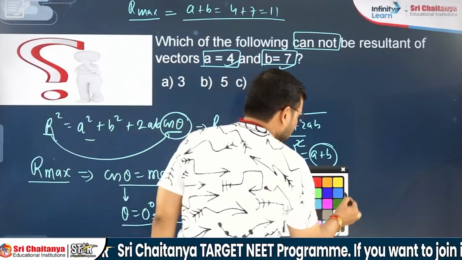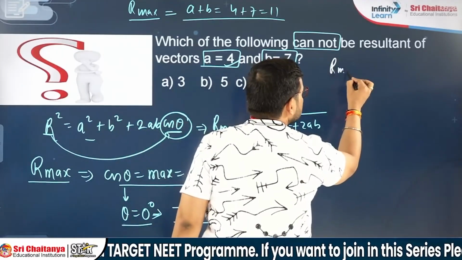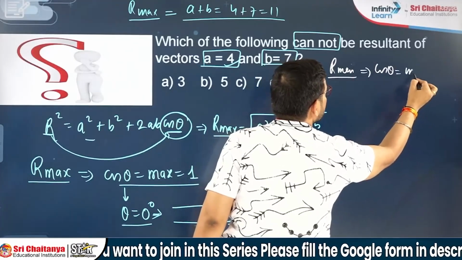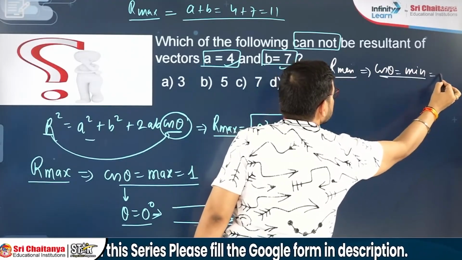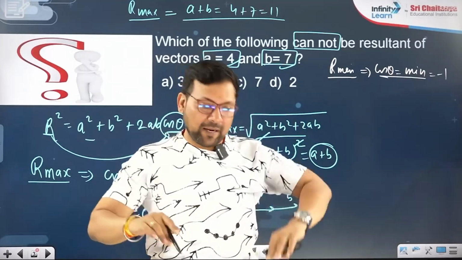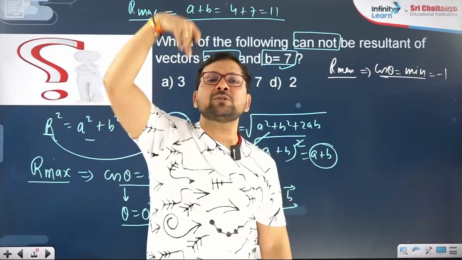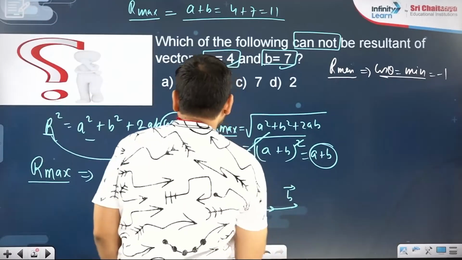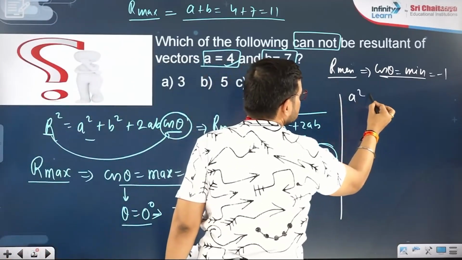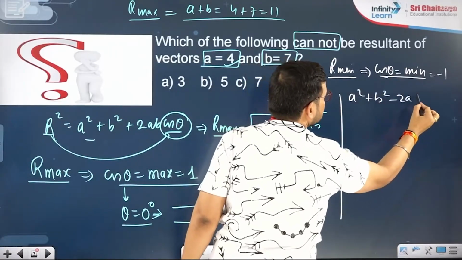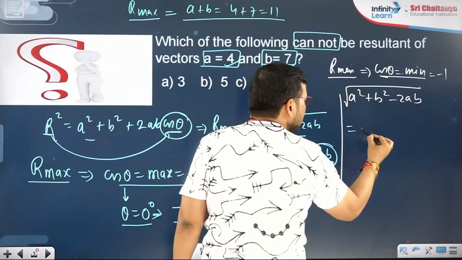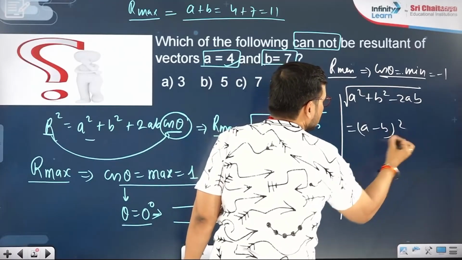Similarly, we are calculating the minimum. For the minimum, obviously we will put the minimum value of cos theta. And the minimum value of cos theta is -1. Cos theta has a range of -1 to +1, not less than -1, not more than +1. If I put the -1 value for minimum, then I will get under root A square plus B square minus 2AB, because we have put cos theta as -1. And again we know this is under root A minus B whole square.